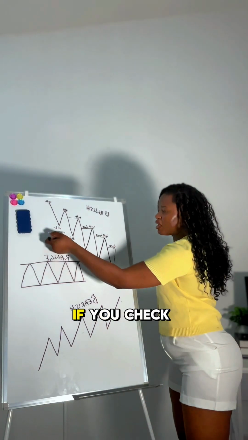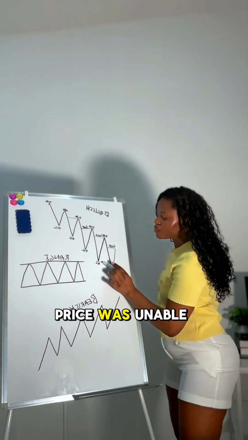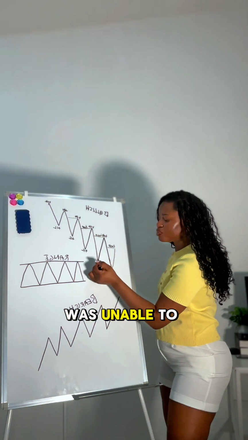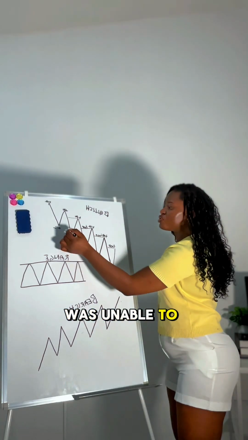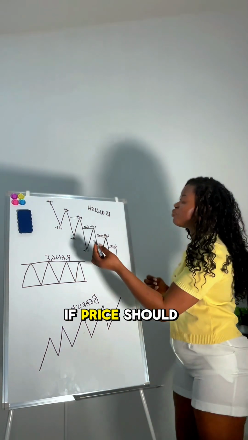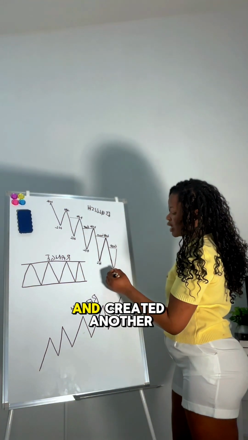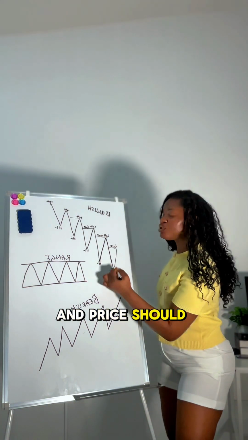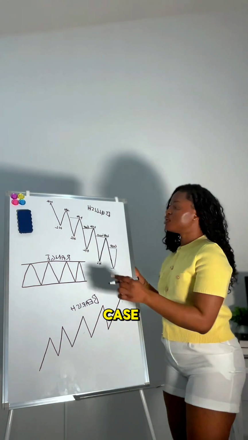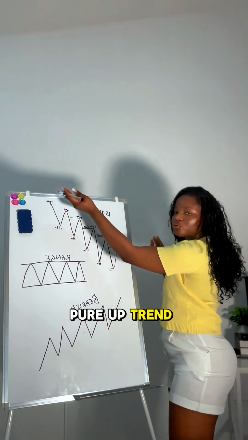And over here, if you check from here, price was unable to break this area, and price came back again, was unable to touch this area. That's why we have it as our higher high and higher low. Let's say price was able to break this area and created another low, and price should break that low again, that means we've already had a change of character. But in this case, there's nothing like a change of character here. This is a pure uptrend.